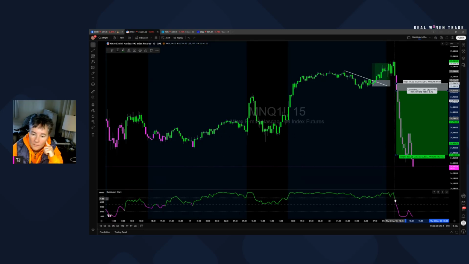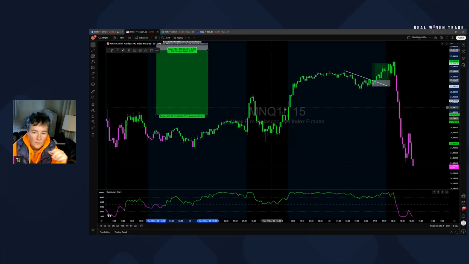You can see the bubble flow is deep into the 20. This market is not going back up until the bubble flow crosses over the 50. So if nothing else, this should be telling you stay out, don't buy, wait for the trend to change.